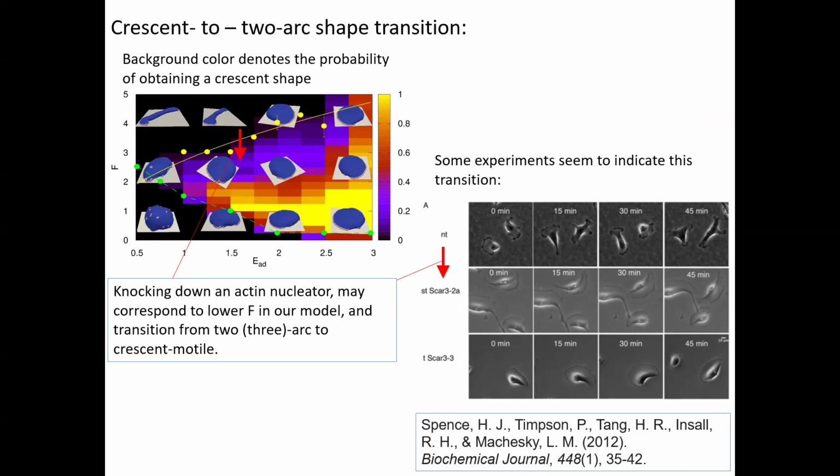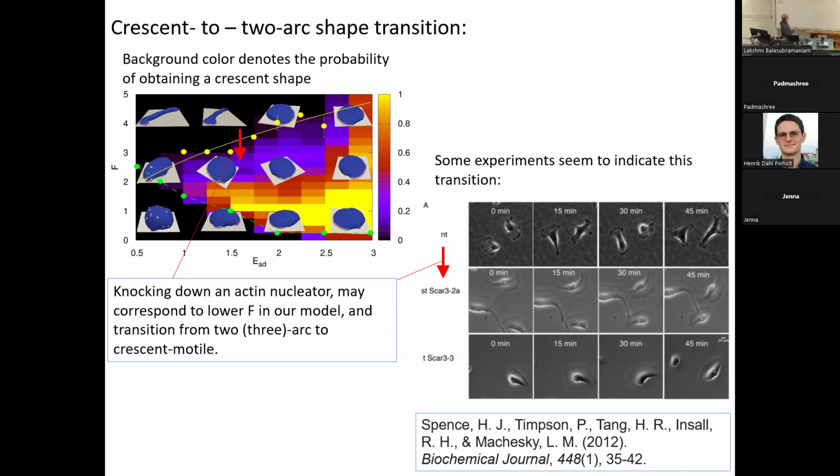You turned it off again. Yeah, is too high, you are stuck in this two-arc shape, and actually tuning it down gives you this crescent shape, which is much more motile. What happened?